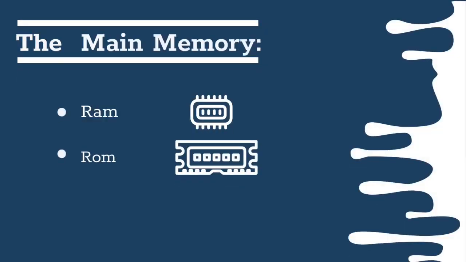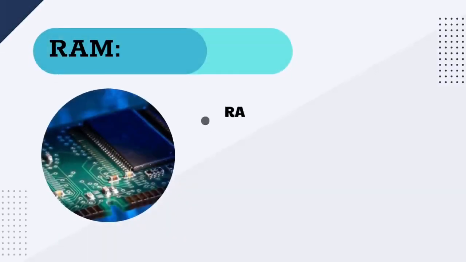I will tell you about the 2 types of main memory in computers, RAM and ROM. RAM stands for Random Access Memory, and ROM stands for Read-Only Memory. They are both essential for the computer to function, but they have different roles and characteristics.